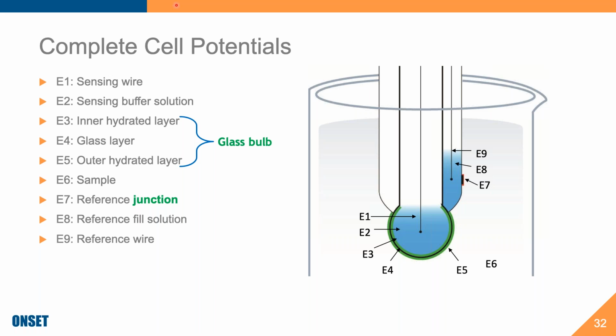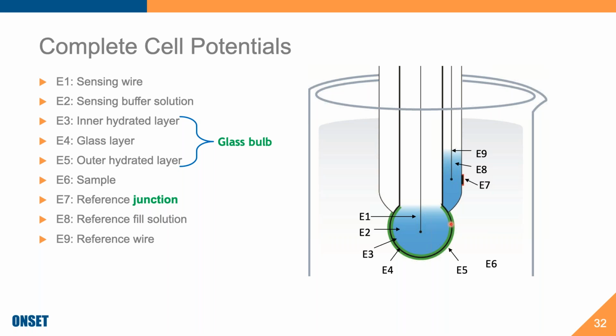So when the pH meter takes a potential reading, it is reading the added total potential of all of these: your sensing wire, your sensing buffer solution, your inner hydrated layer, glass layer, outer hydrated layer, which make up your glass bulb, the sample, the reference junction, the reference fill solution, and the reference wire. So the glass bulb, these are the two key things here in terms of maintenance and calibration that I'd like you to take heed of. The glass bulb itself is composed of 3 layers.